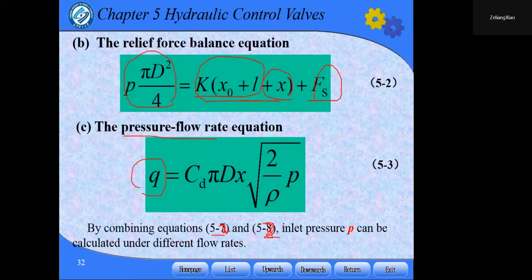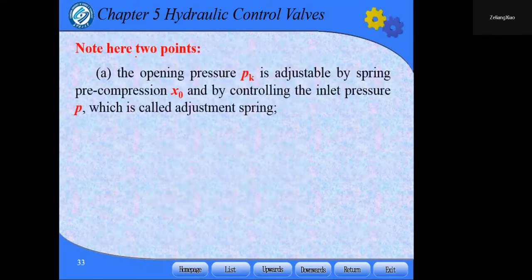The inlet pressure can be calculated for different flow rates. Look here, two points. One is that the opening pressure Pk is adjustable. It can be adjusted by the spring pre-compression, X zero, which can be changed, and by controlling the inlet pressure P, which is called the adjustment spring.